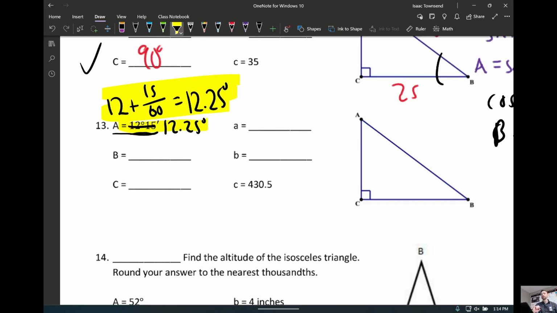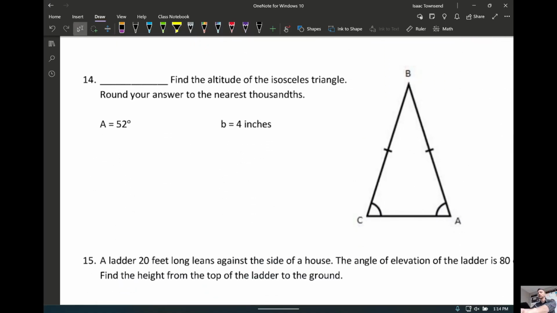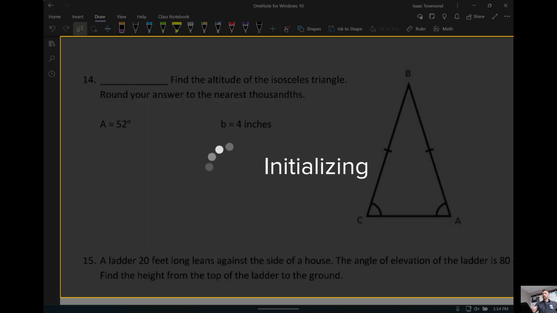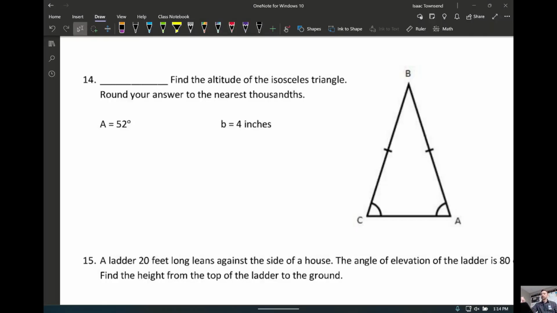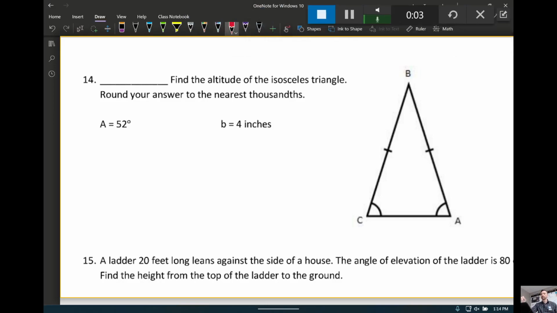Yes? Could you do 14? Okay, 14 wants us to find the altitude. So what is the altitude? It's the height. Okay, so directly down. It tells us angle A is 52 degrees. How big would angle C be?